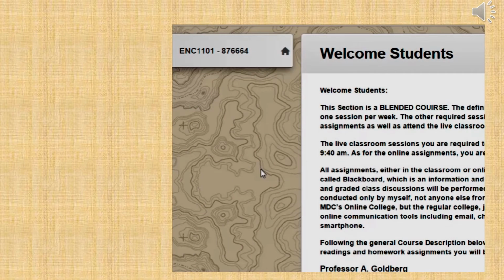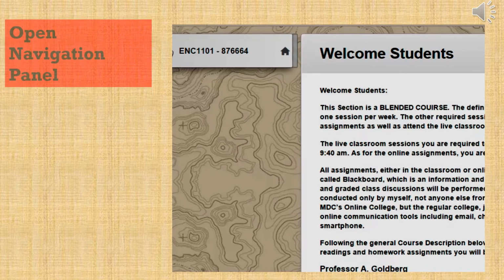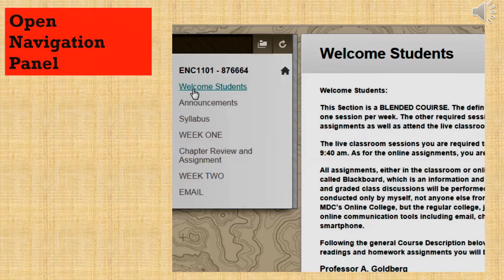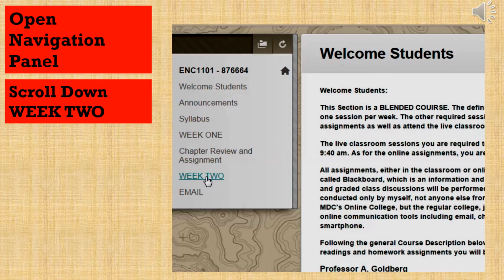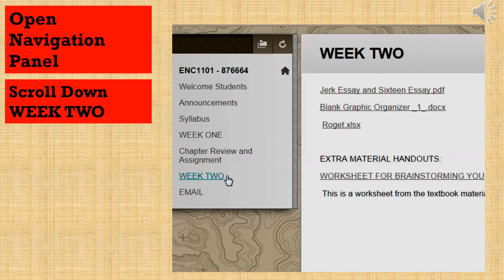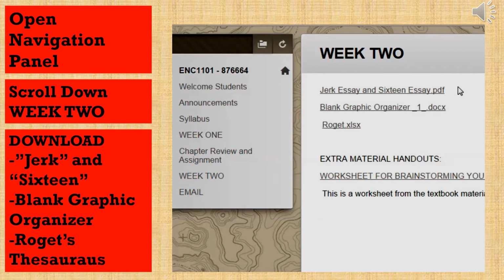You should be familiar now with the navigation panel. You want to hit on the course, then come down to week 2, and look at the downloadable files. You want to download the essay Jerk. We're going to be working on that in this lesson. And then you want to download the blank graphic organizer and the Roget's thesaurus. All 3 documents are going to be discussed in this review.